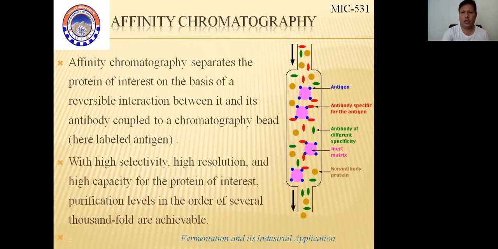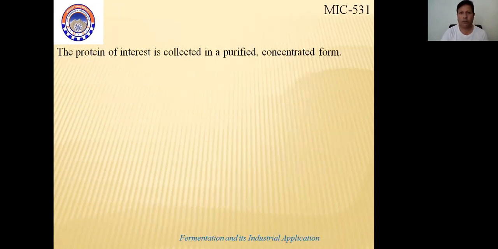What happened now? All things went down. Only the protein has been bound with the antigen, because these proteins are bound with the antigen in a reversible form. So now we will pour a pure solution for the elution, which will remove these antibodies from the antigen, and these antibodies will be collected in separate parts. So the protein of interest is collected in a purified, concentrated form, because everything else has been removed now.